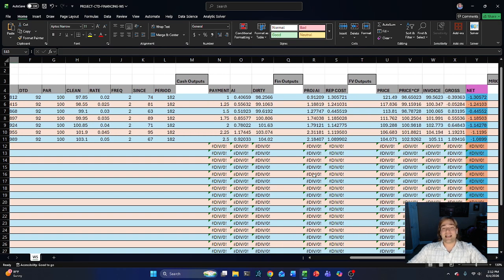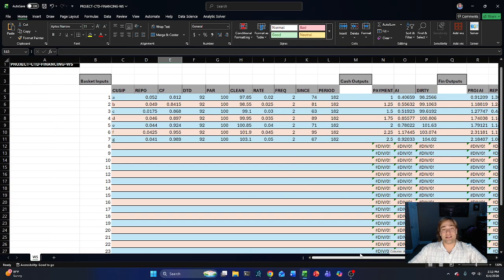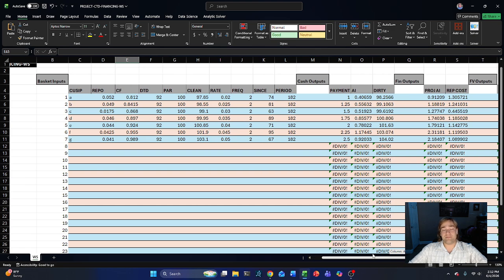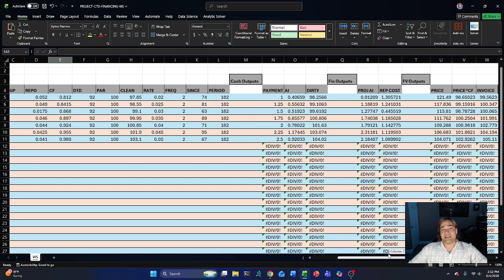You have your financing outputs. This is your projected accrued interest. So this is how much accrued interest is projected to occur from now till the day of the delivery of the futures contract. This is your repo cost. So this is the cost to finance the bond at its special repo. It can be negative or positive depending on the carry. Some bonds have negative carries, but in other instances it will be positive.